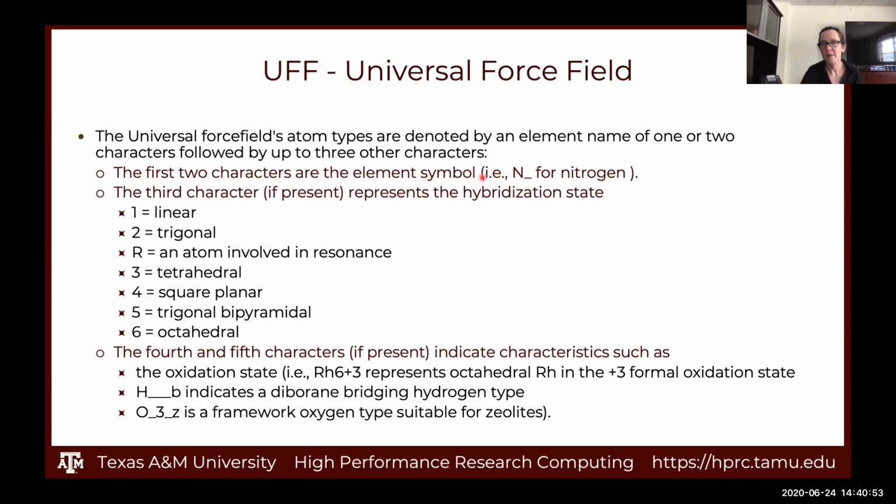So the first two characters are going to be the element, right? The third character, if it's present, represents the hybridization state. So if it's 1, it's going to be linear, sp. 2, sp2, trigonal. R means it's involved in resonance, like in benzene. 3 would be tetrahedral, and since UFF applies to the periodic table, if we go to the transition metals or some of the other ones, they can go to higher hybridization states. 4 for square planar, 5 for trigonal bipyramidal, and 6 for octahedral. For some specialized ones, there might be 4th and 5th, which would go to boron or oxygen and like zeolites.